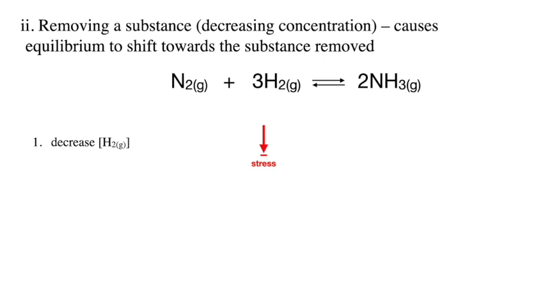Here it is another way. I can decrease the concentration of H2. And the rule is, when we decrease concentration, we shift towards the substance removed. So I think of it this way. If I lost a bunch of money, I would have to do something to replace that money, or as much of that money as possible. So if I lose money, I shift to replace it, whichever way that arrow points. That side's up, everything else is down.